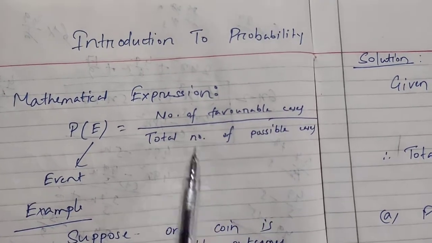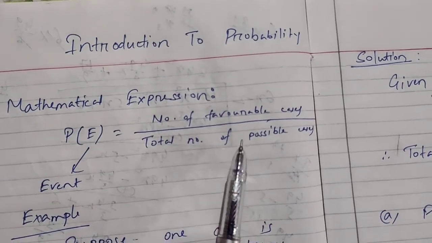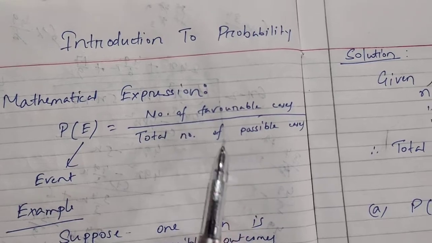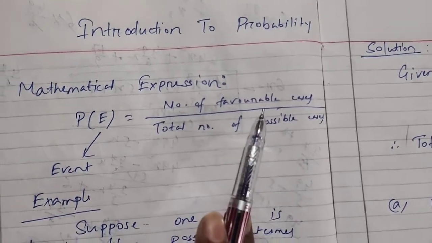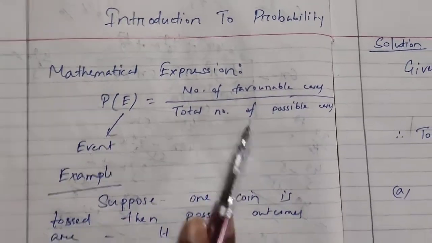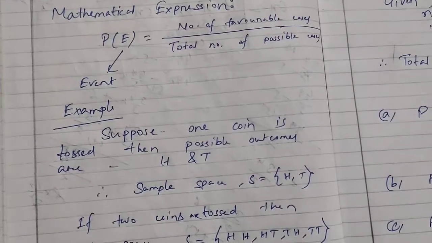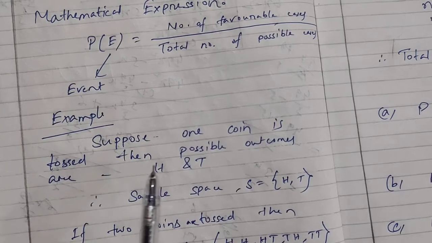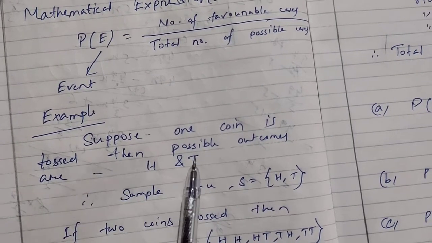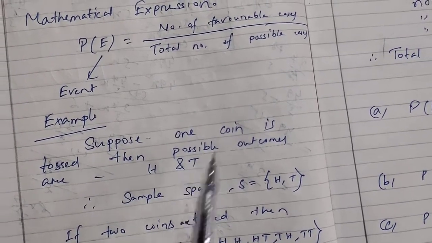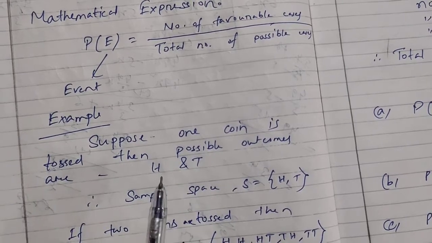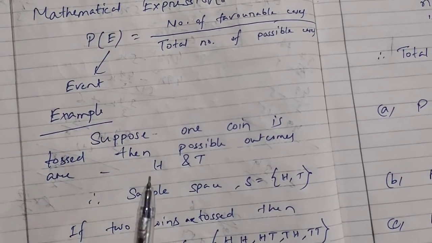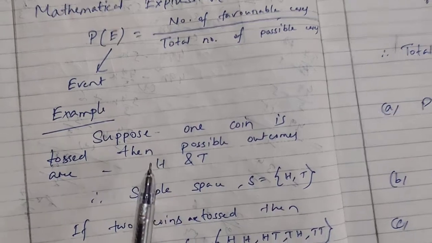Now one question will arise in your mind, definitely: what will be the possible cases, what will be the favorable cases? Don't take any tension, come to the example part. Suppose one coin is tossed, then the possible outcomes are H and T, head and tail. If you toss only one coin, the possible outcomes are head and tail.